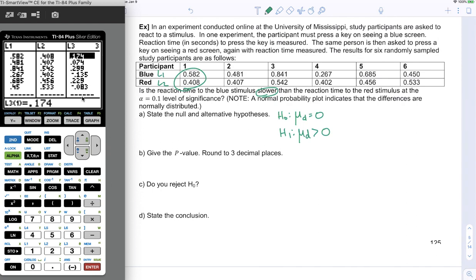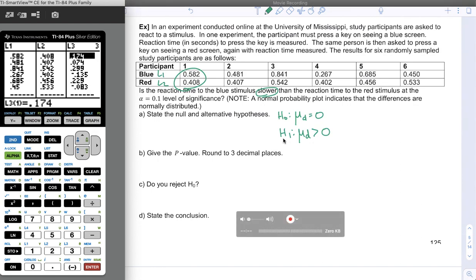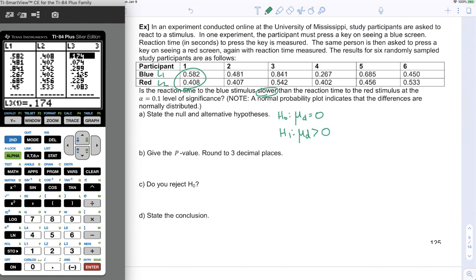So notice that for the majority of these, there are positive numbers, meaning most people were slower to the blue light than the red light, probably because people associate red with danger or emergencies. Not everyone. A couple people have a negative value, meaning they were a little bit slower for red. But for the most part, people were reacting slower to blue, meaning they had a higher time for blue than for red. So that's just a way to double check that I'm good with my alternative hypothesis, which is that the mean differences are positive. Okay. Now that we have L3 populated, we can go ahead and do our stat test.